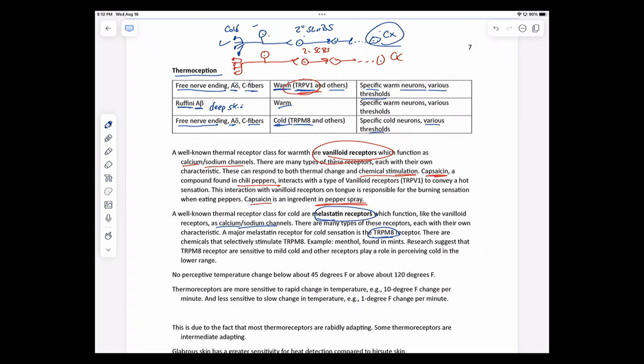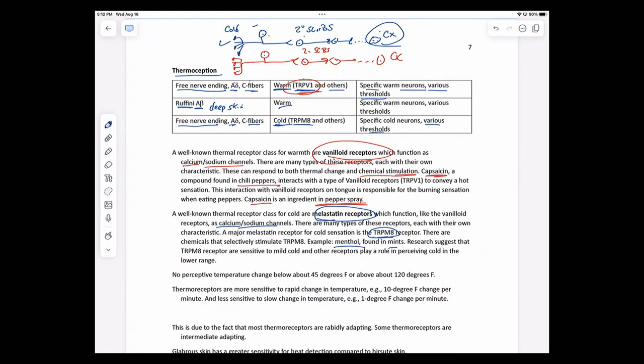And again, like the TRPV1, the TRPM8 are also sensitive to chemicals. And one of the chemicals that it's sensitive to is going to be menthol. Menthol is found in mint. So if you eat a mint, you have this cool sensation in your mouth. And you also know that there are creams and such that you can rub on your skin, and it gives a kind of cool sensation. Again, those chemicals are just simply interacting with your TRPM8 receptors, giving you the sense of coolness.